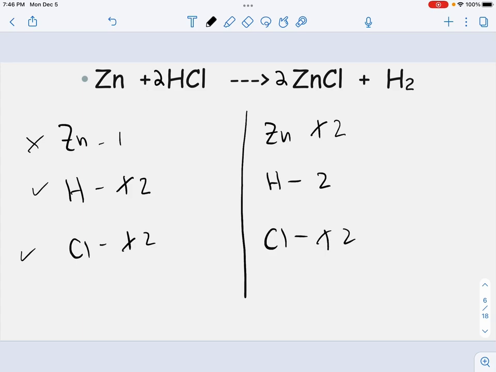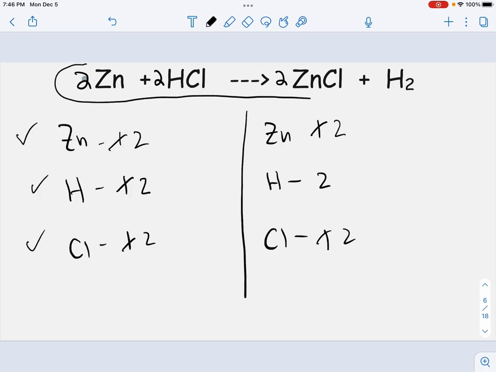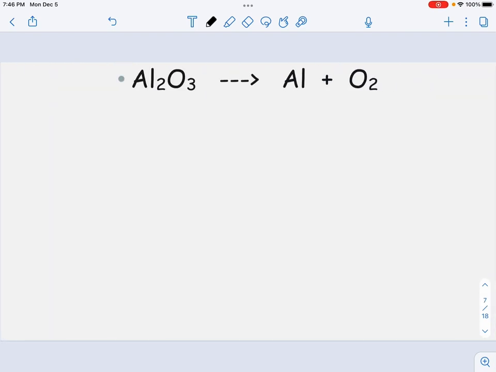So what are we going to do? Exactly right. We're going to write a 2 in front of zinc, and that is going to change it. Now we're going to have 2 zincs on the left. So now let's do a check. Zinc balances, hydrogen balances, chlorine balances. This is the right balanced chemical equation. Make sure that you write that down and hit the pause button if you have to, okay? All right, so let's move on to the next equation.